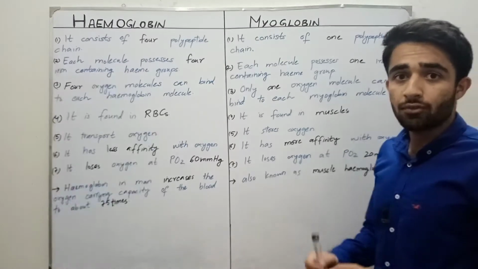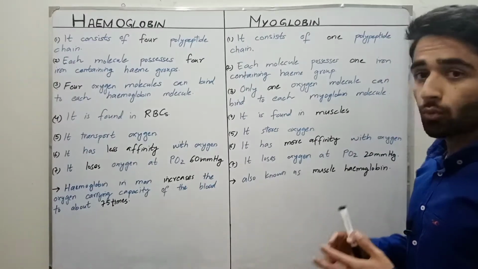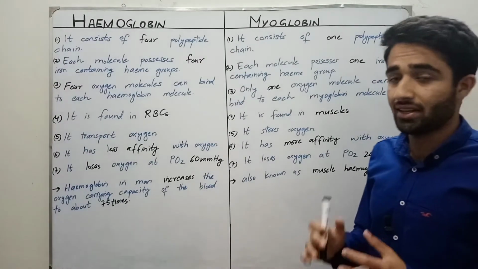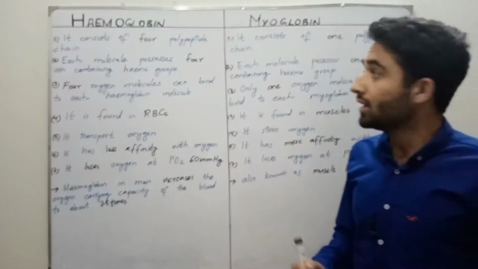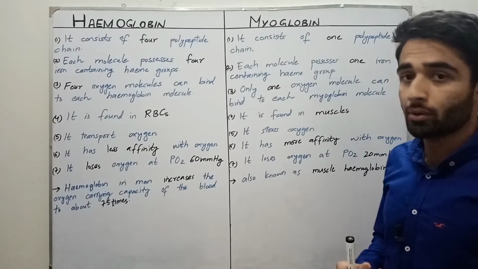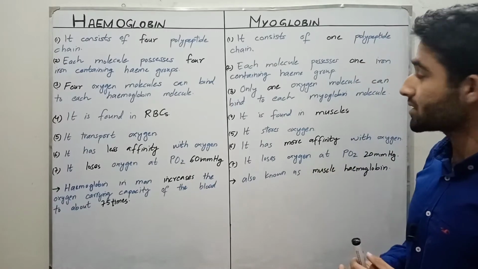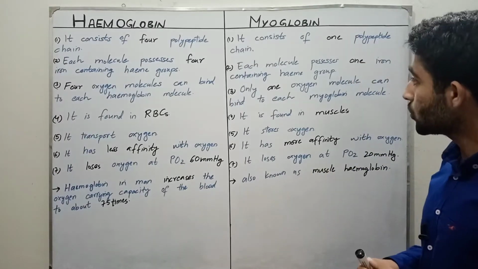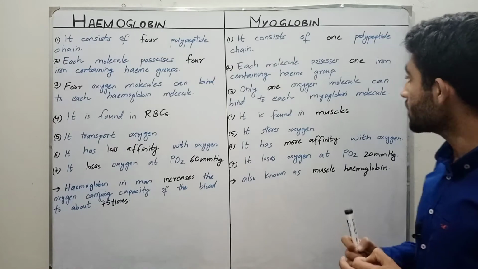Okay, the next point is that each myoglobin molecule possesses one iron containing heme group. The third point is that 4 oxygen molecules can bind to each hemoglobin molecule, and in myoglobin only one oxygen molecule can bind to each myoglobin molecule.